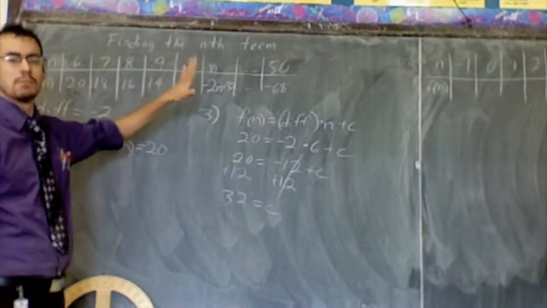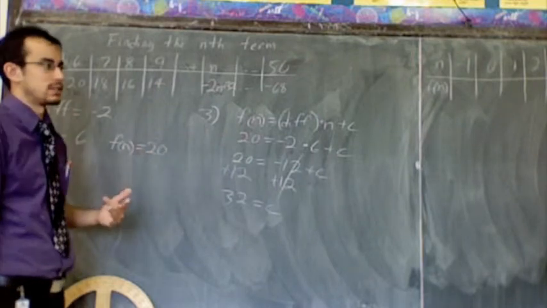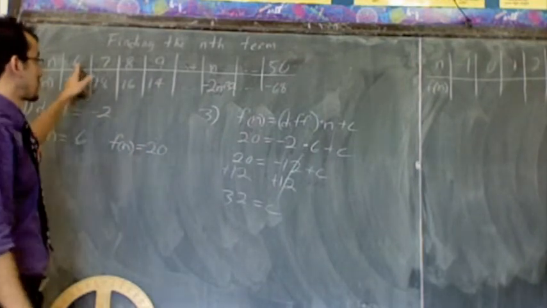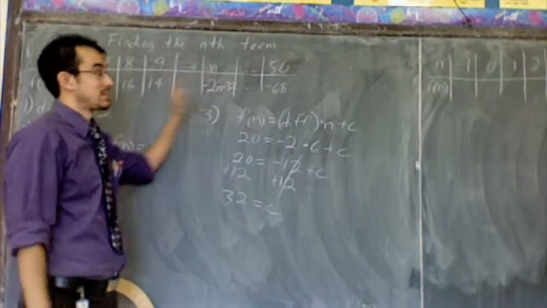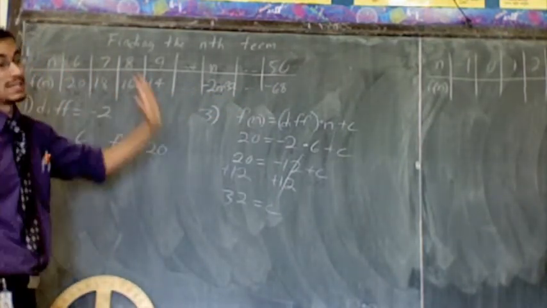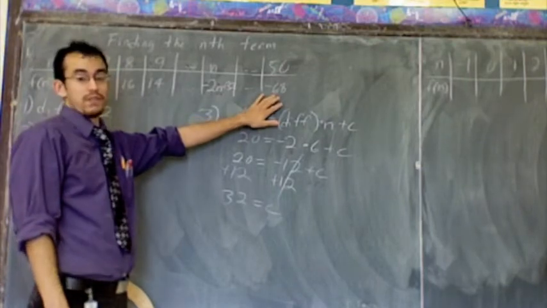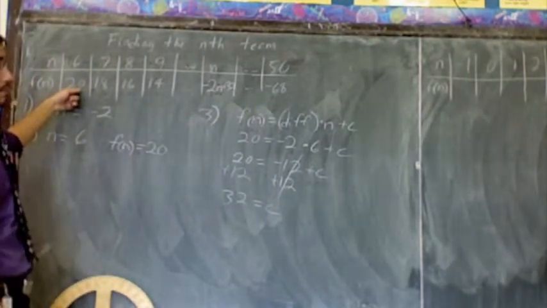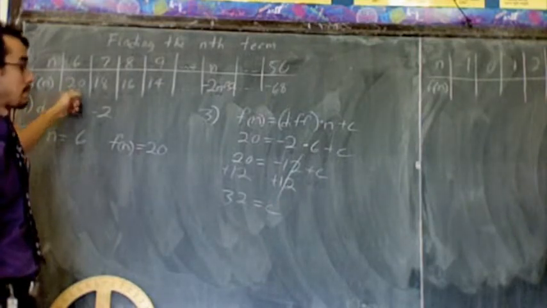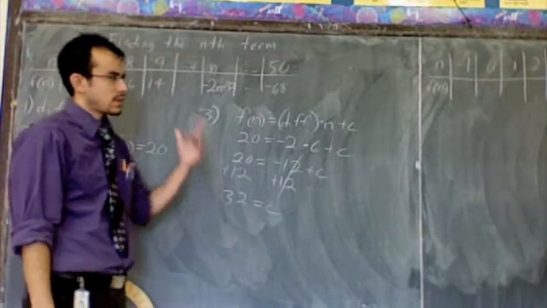Nth means like some numbered term. I'm not sure which one it is. It stands for any term. Like this is my 6th term, my 7th term, my 8th term, my 9th term. This is my 50th term. If I listed numbers going down 2 each time, well, the 50th one would be negative 68, if I started with the 6th term being 20. So that's that. Let's try one more.